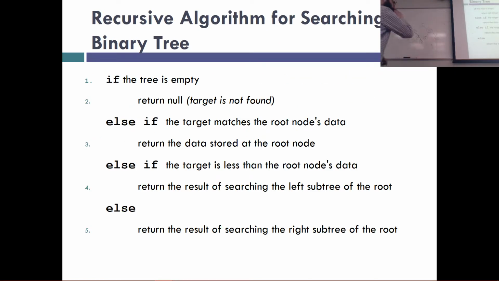So here's the algorithm for searching. If the current subtree we're looking at is empty, then return null because we haven't found it. Otherwise, if the root of the subtree we're looking at has the data we're looking for, return the data. Otherwise, if it's less than the root node, search the left subtree. Otherwise, the only option is that it's greater, so we search the right subtree.